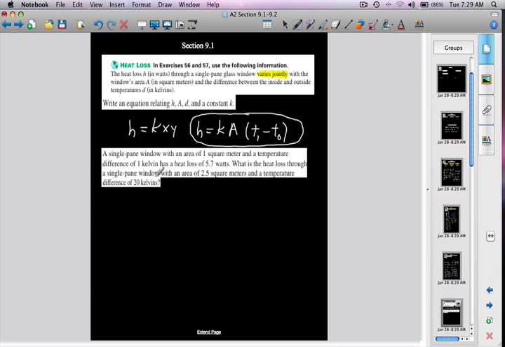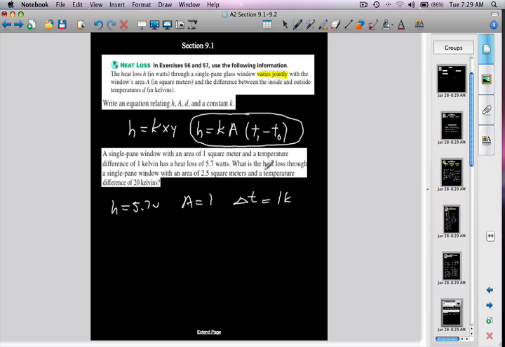Now I want to go ahead and solve this portion of the problem. A single pane window with an area of 1 square meter, so I know A is equal to 1 meter squared. And the temperature difference, so the change in temperature, right? Delta means change in temperature, of 1 Kelvin, has a heat loss of 5.7 watts. So I know then that the heat loss H is 5.7 watts.